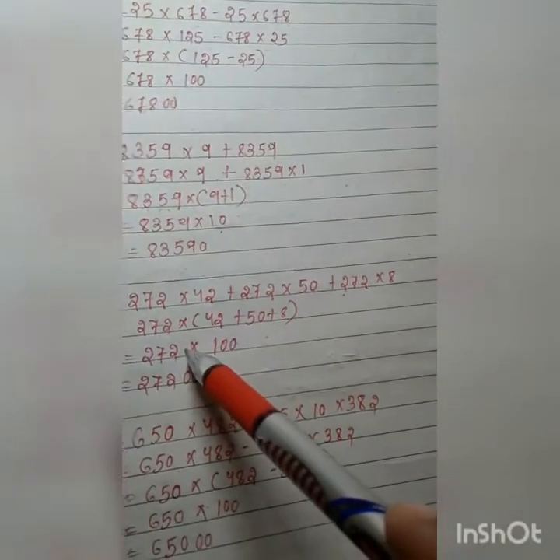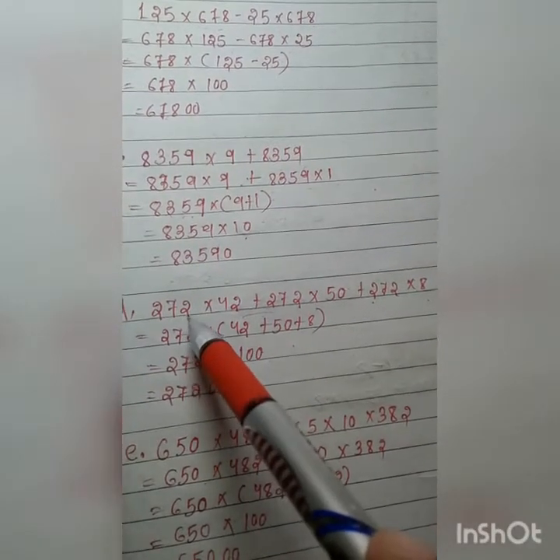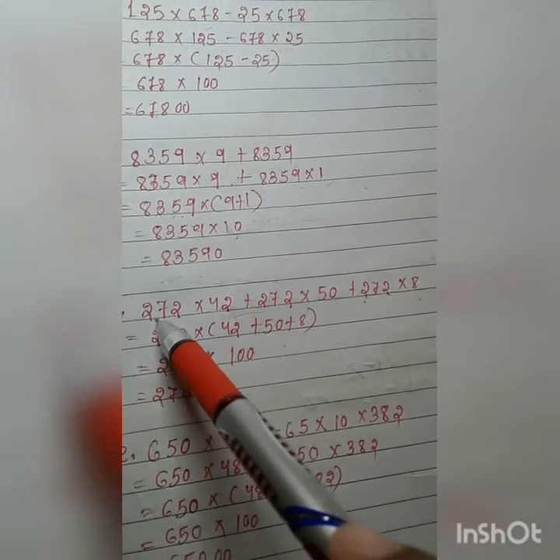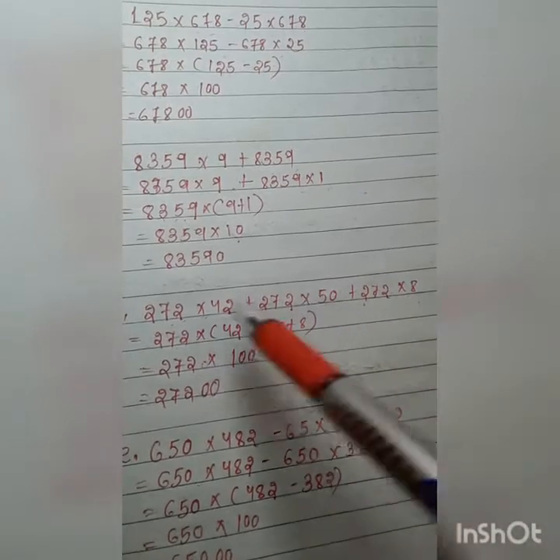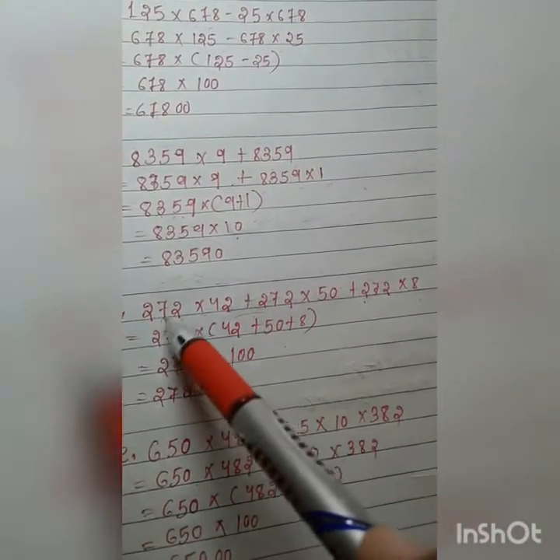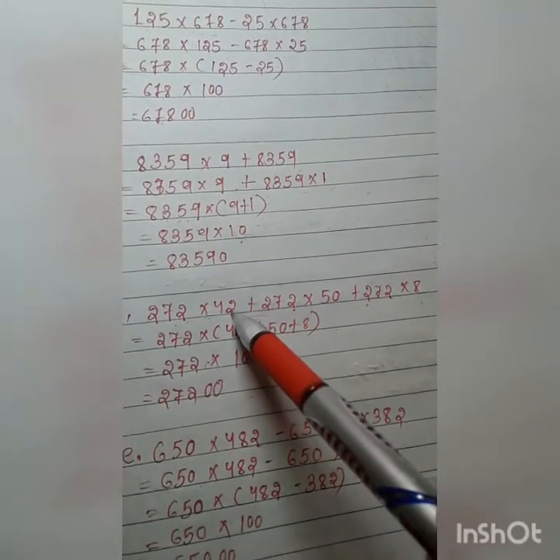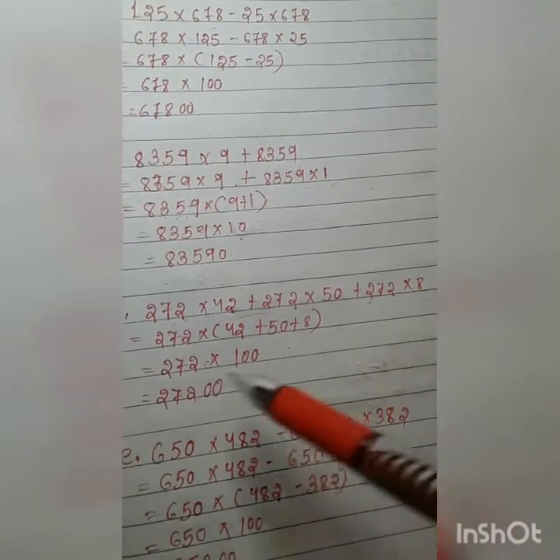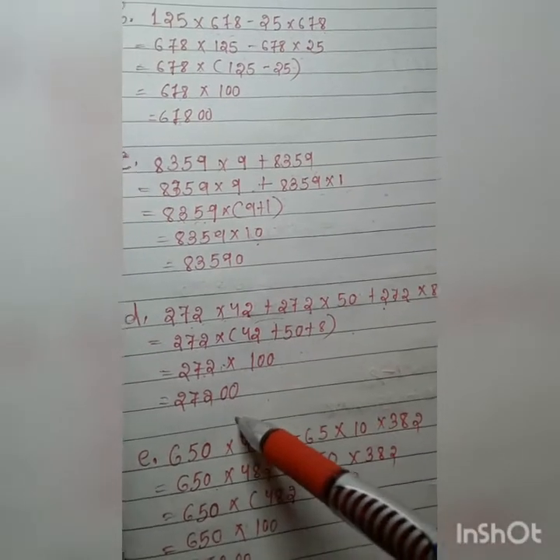Then D number. This one also very easy, just you see properly the numbers first. Here 272 multiply with each number, see here also, here and here. Then you take 272 common here, then add the rest numbers, means 42 plus 50 plus 8. Then this addition result is 100, then multiply.